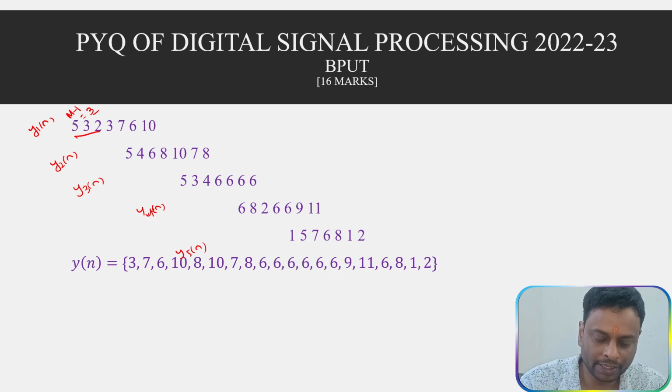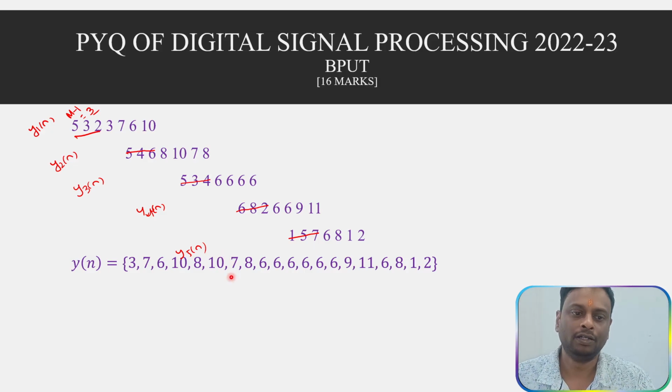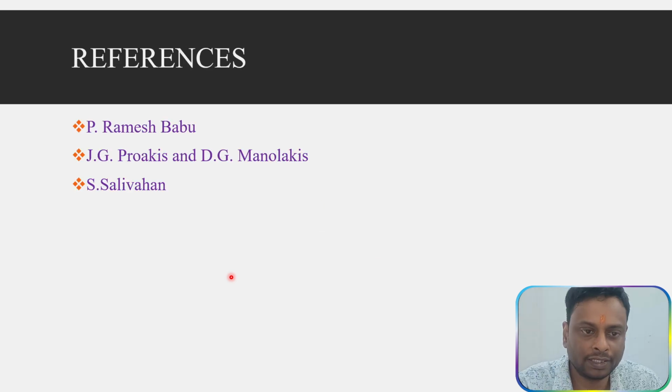So here we are discarding the first 3 points, that is m minus 1 data points. We are left with 3 7 6 10, then 8 10 7 8, then 6 6 6 6, then 6 6 9 11, and 6 8 1 2. So I have seen that all the outputs are the same, whether you are doing the overlap add method or the overlap save method. So this is our 16 mark question. These are the references for doing these problems.